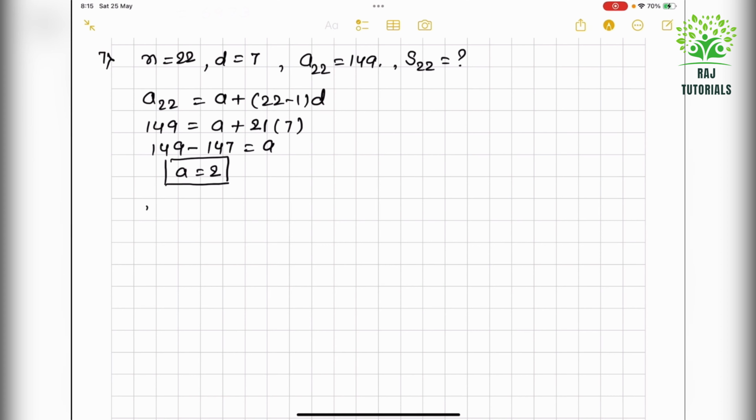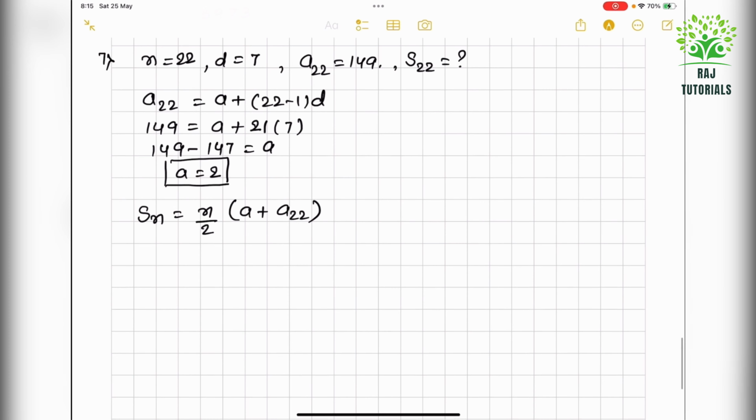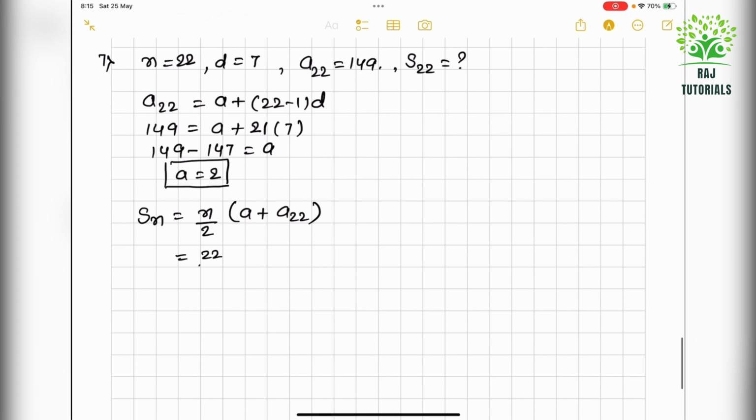Now I have to find Sn, which will be equal to n by 2 into (a plus a22, the last term). So that is 22 by 2 into (2 plus 149). So 11 into 151. So that is coming 1661.